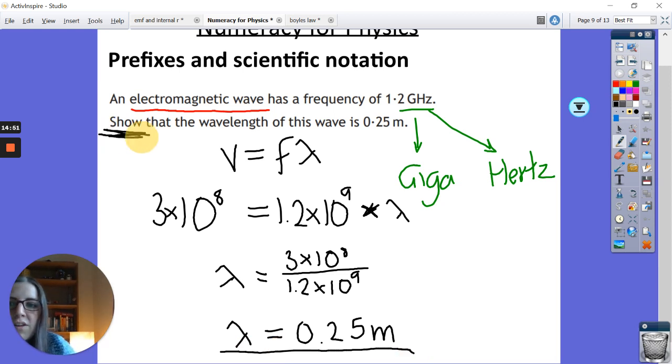Because this was a "show that" question, it did actually tell us the answer at the beginning. Show that the wavelength is 0.25 meters, so we can check that we got it right.